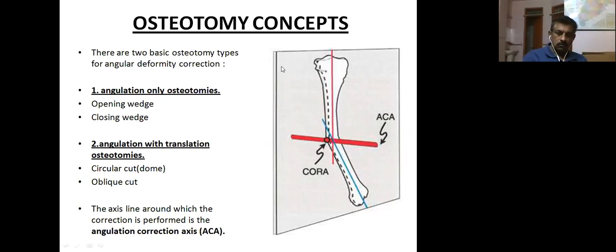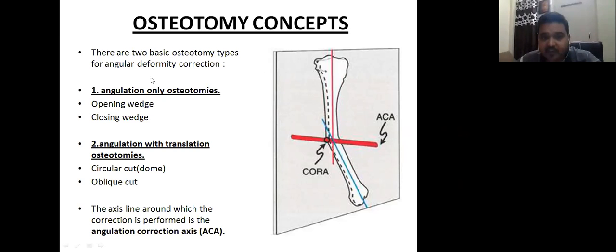So, osteotomy concepts. Basically, there are two basic types of osteotomy for angular deformity: angulation only, and angulation with translation. Angulation osteotomy would be opening wedge and closing wedge, and if you want translation also, then it will be circular or dome shape, and the oblique cut.